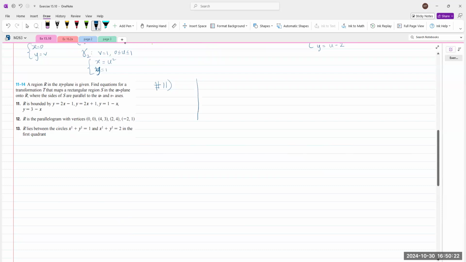Okay, number 11. You have R bounded by y equals to 2x minus 1. This is y, this is x, 2x minus 1, approximately like this. And then y equals to 2x plus 1. So there must be parallel lines.